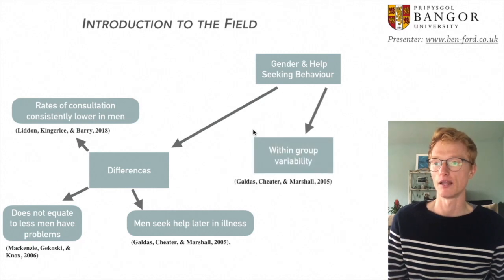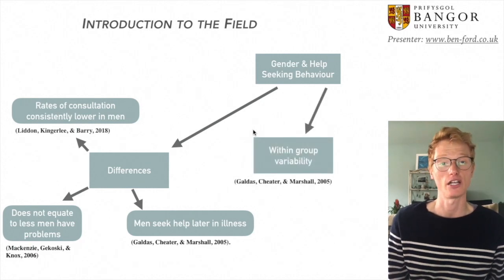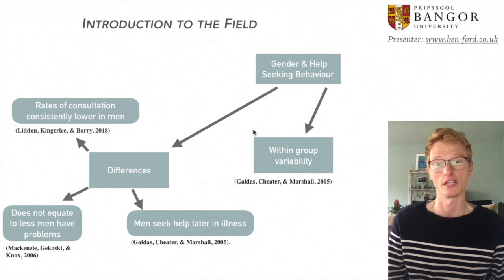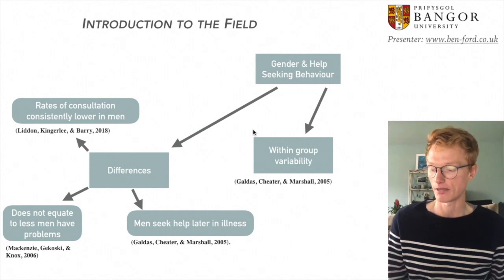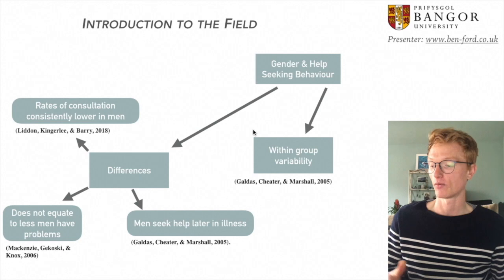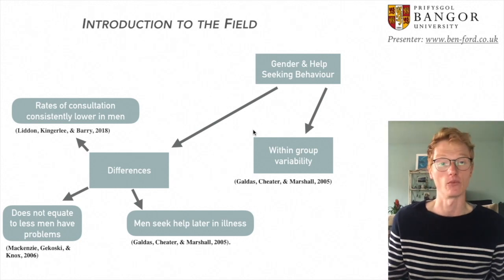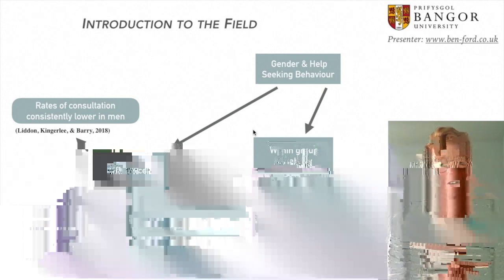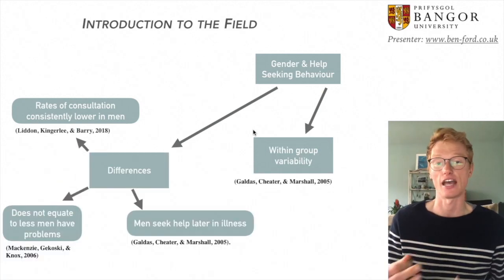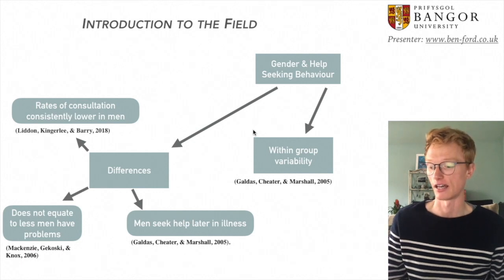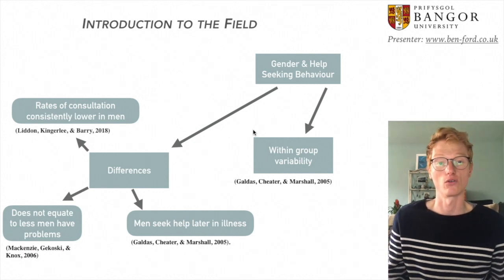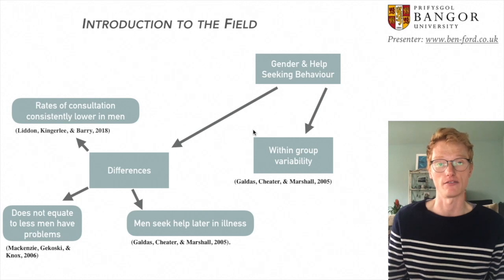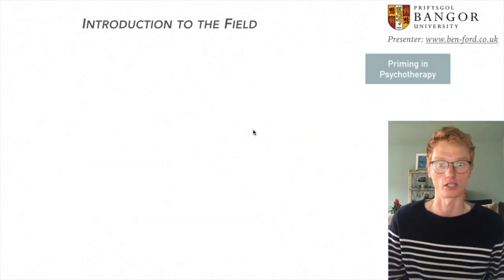An important point within the literature currently is that there's not enough known about within group variability. And that means that the way in which different types of men and women seek help may well differ, and that factors such as their age, their sexual orientation, and their culture or race may affect their help-seeking behaviour, and we don't yet know enough about that in order to draw conclusions.